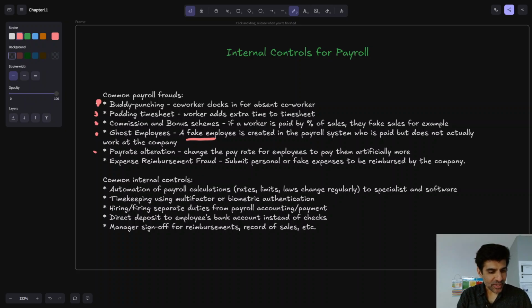Pay rate alteration. Okay, so again, this is if you have access to the accounting system or the HR system, you can just change yourself from a $25 an hour to a $55 an hour worker. Okay, so these two are limited to people that have access to the accounting system. You need to be able to manipulate how the calculation is done to pull these off.